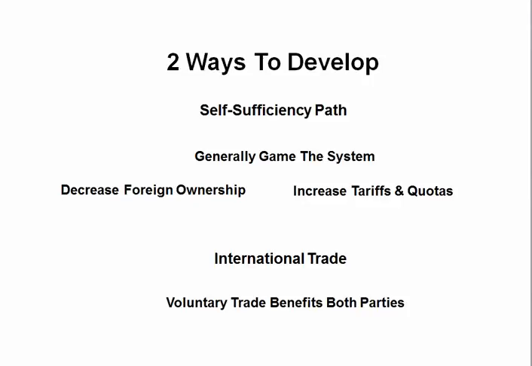Section 3 of the development chapter deals with the different ways to develop, and basically there's only two ways. There's the self-sufficiency path and the international trade path.